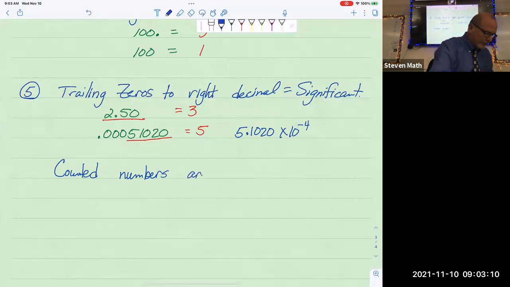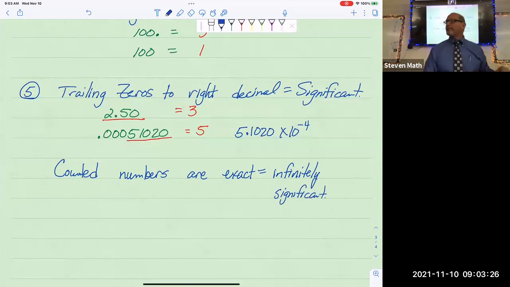Counted numbers are exact. What we mean by that is they are infinitely significant. One, two, three, 4, 5, 6, 7, 8, 9, 10. There are 10 students in this room. That is a counted value. It's not measured. It is exact. It's infinitely significant. I know I'm perfectly correct here.